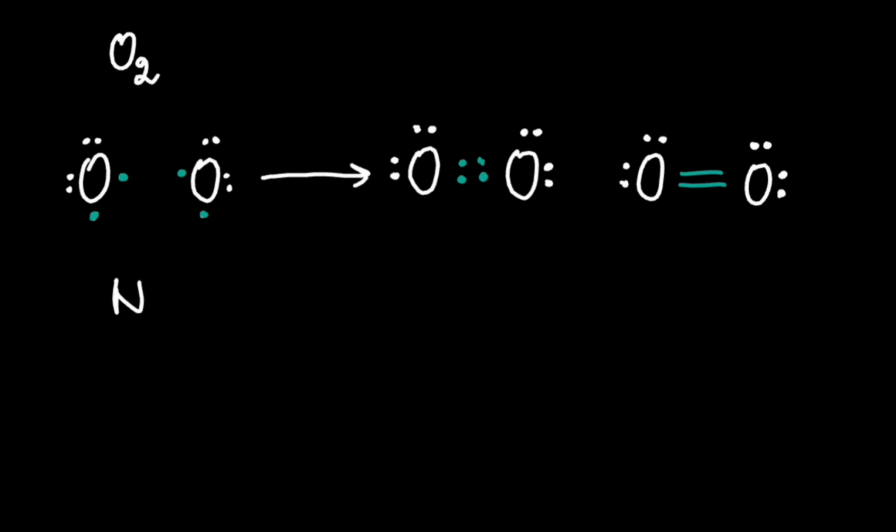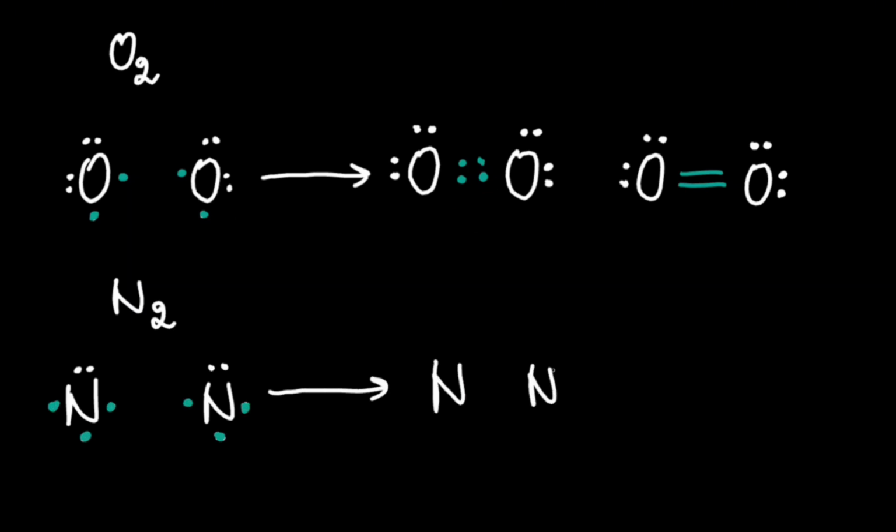The next example is the nitrogen molecule. Each atom has 5 valence electrons. 3 of them are unpaired, so we get 3 bonding pairs. And 3 pairs are equal to a triple bond.